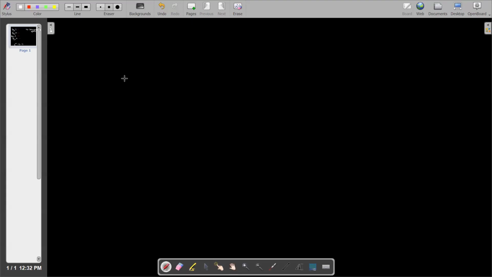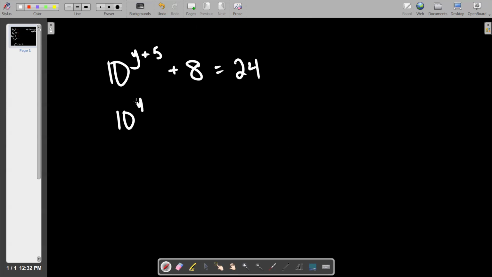So good. Next one, let's do 10 to the power of y plus 5, plus 8 equals 24. What do we do first? Let's get rid of that 8, subtract it. So we're left with 10 to the y plus 5 equals 16. What kind of log are we going to use? It's called a common log, right? Very good. So it's just the normal log where we don't see a base. It's a base 10. It's called a common log.